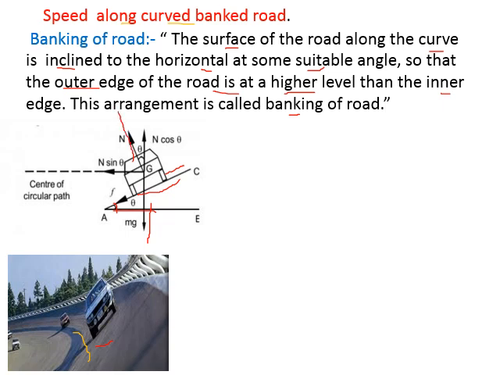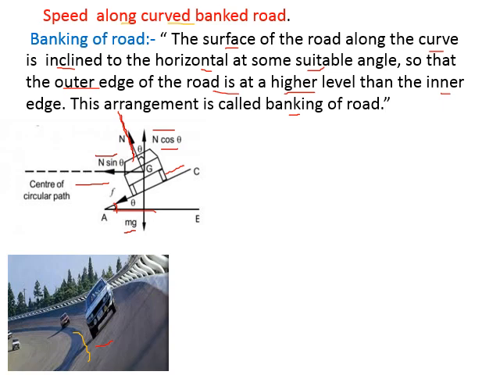This will be memorized slowly, as you practice more. Next, this normal reaction is resolved into two components. N cos theta is in the upward direction and N sin theta is in the horizontal direction towards the center, like this. Now, to write down here, we have to see that the upward forces are equal to the downward forces.